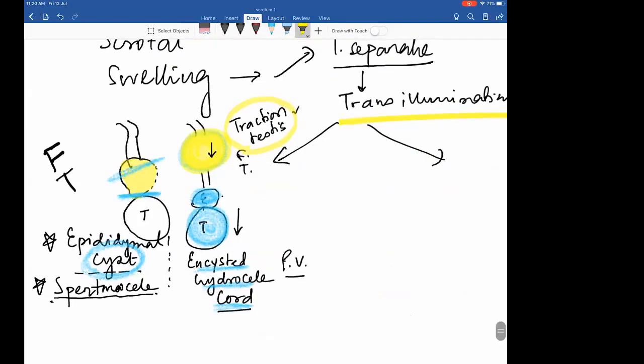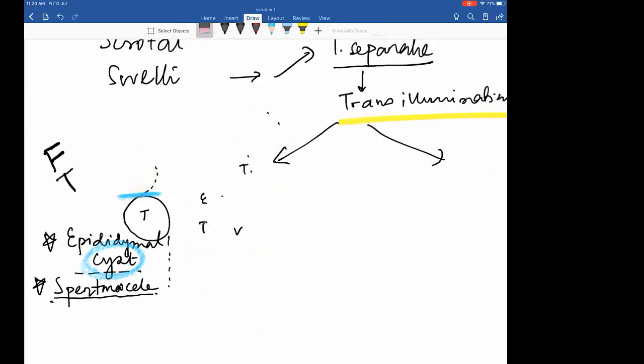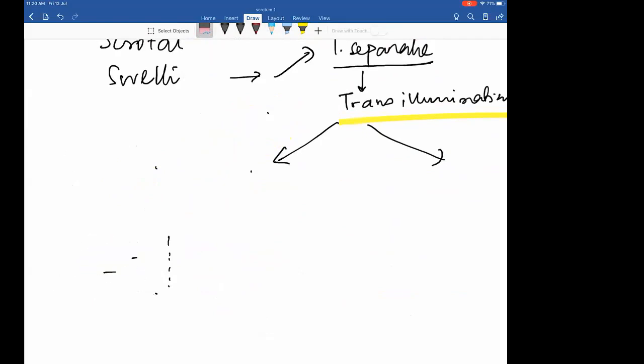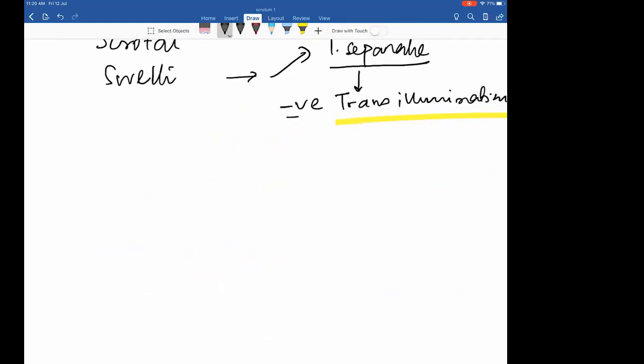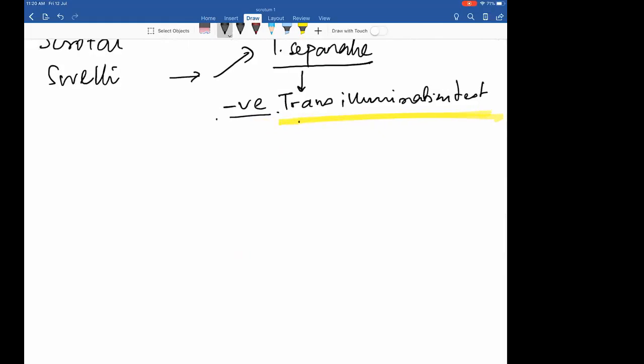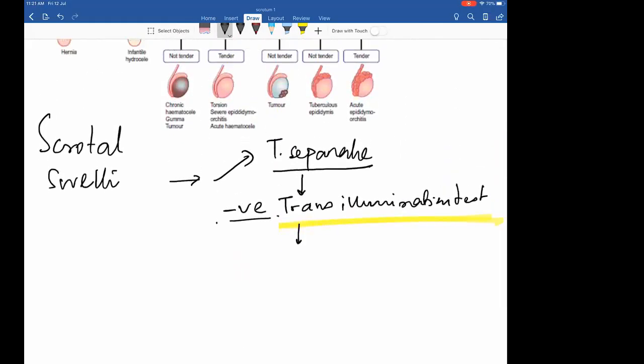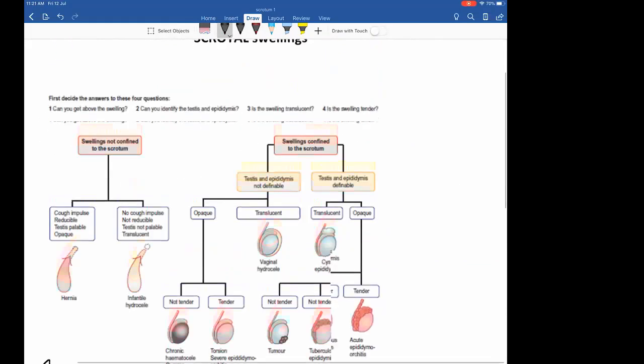Now let us talk about the other end of the story. What if this thing is not transilluminant? Then those things are again uncommon things. If transillumination is negative, then remember our list definitely goes small. That means you have a very small category, and remember that you usually have three types of swelling.